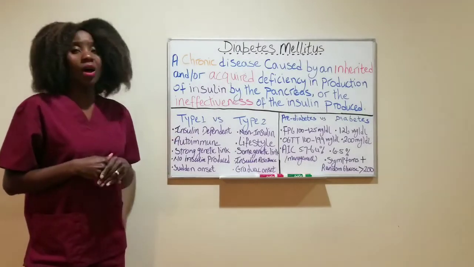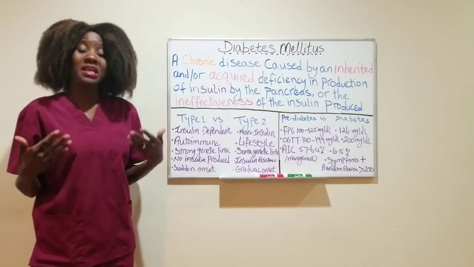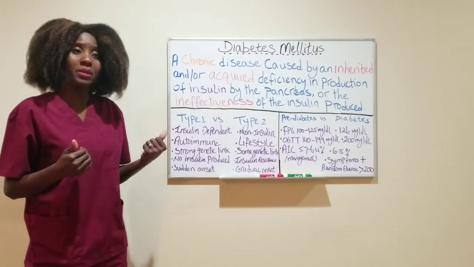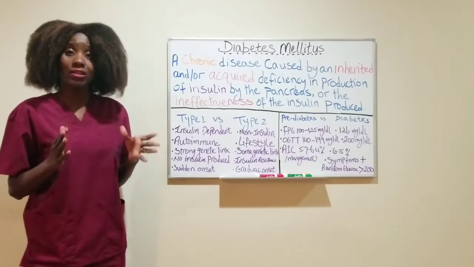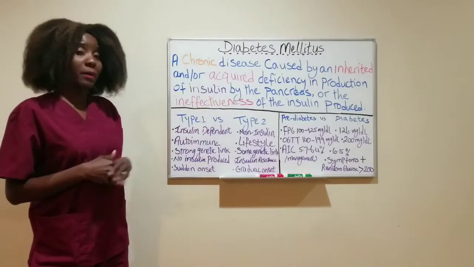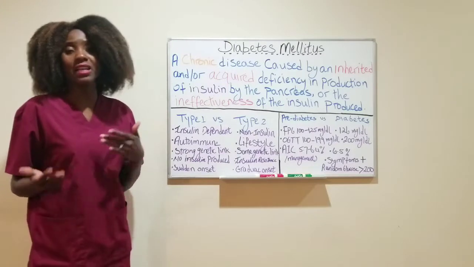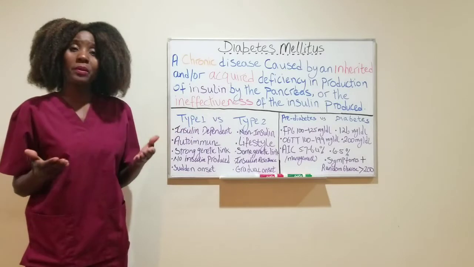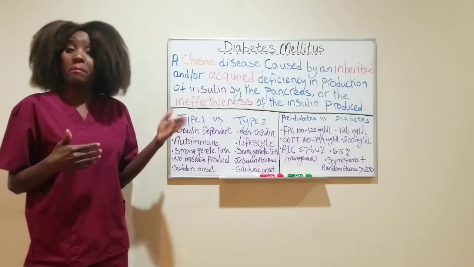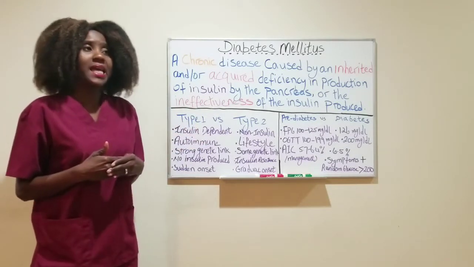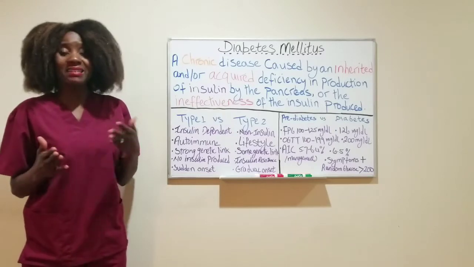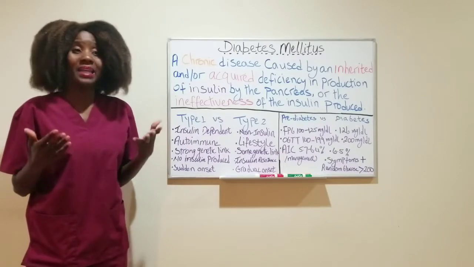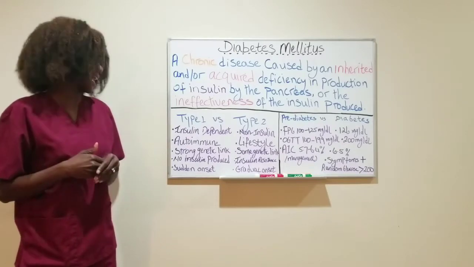Type 1 is also referred to as insulin dependent, and that is because in the management of type 1 diabetes, most people use insulin. Type 2 diabetes is referred to as non-insulin dependent diabetes, because in the management, people may or may not require insulin. They can use oral anti-diabetics or a combination of both, or sometimes it can be managed with just diet and exercise.